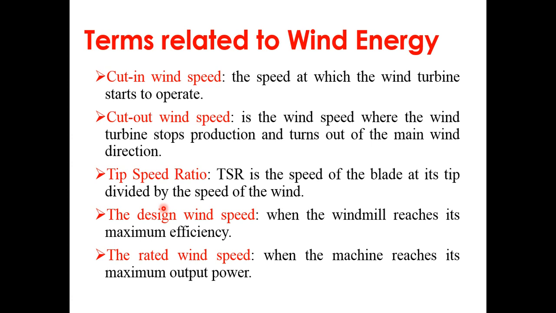The next concept is the design wind speed. It is the speed at which a windmill or wind turbine reaches its maximum efficiency. And the next definition is the rated wind speed. Obviously, the name itself indicates that it is the speed at which the machine reaches its maximum power. Suppose a machine has a 100 kilowatt power rating, then the wind speed at which the machine reaches its rated capacity and starts generating 100 kilowatt of power is the rated wind speed of the machine.